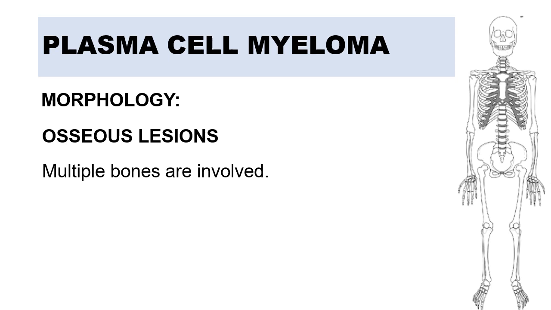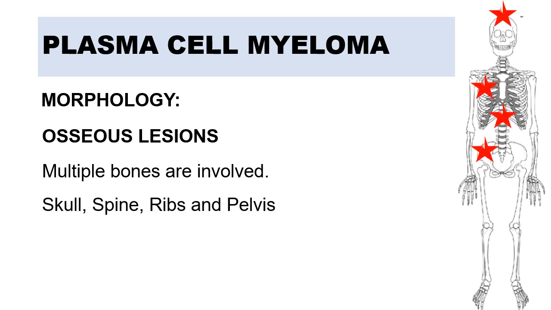Now coming to the morphological features of the different lesions seen in multiple myeloma. The most common, as we already stated, are the osseous lesions. Multiple bones are involved at the time of presentation, and hence the name multiple myeloma. The common bones involved are the skull, spine, ribs, and the pelvis. Similarly, long bones of the limbs are also involved.